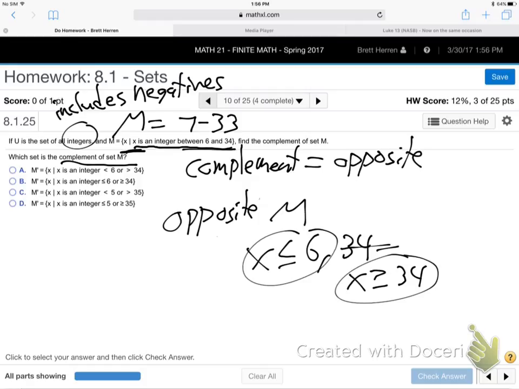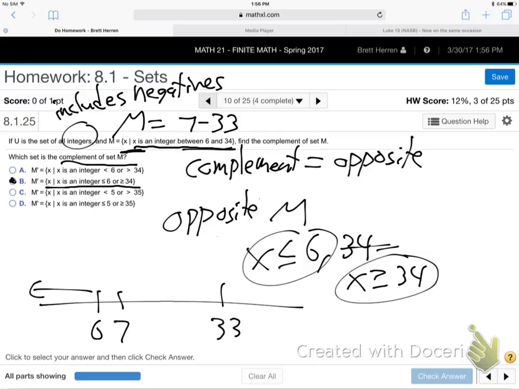Yeah, it's B. Everybody see that? See how that's the opposite? Because if you did a number line, here's 7, here's 33. So we're going 6 on down, right? X is less than or equal to 6. And we're going 34 on up. X is greater than or equal to 34.